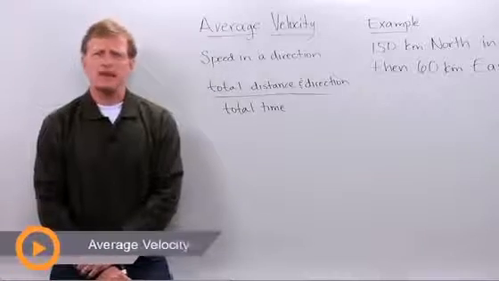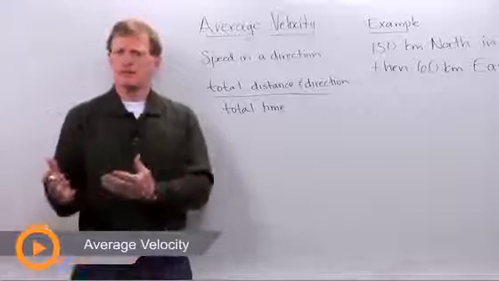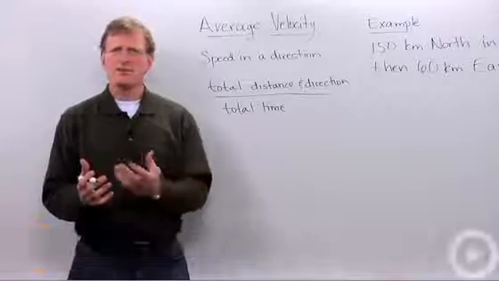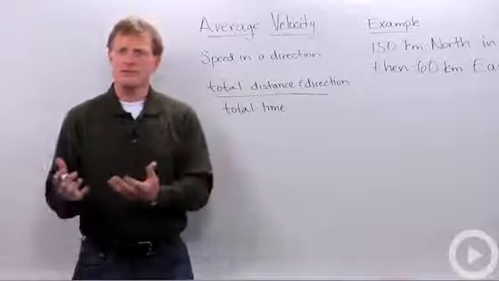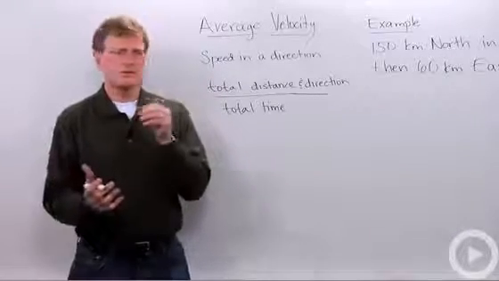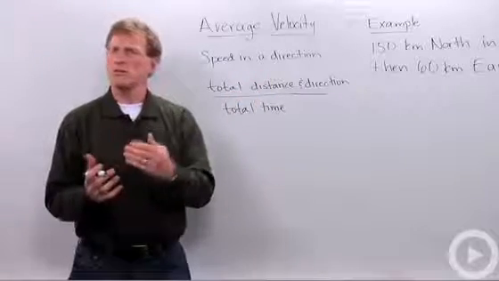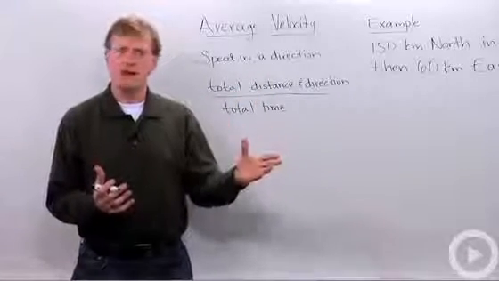Let's talk about average velocity. So what's the difference between speed and velocity? Well, speed is distance over time, 100 kilometers an hour. Velocity is very similar, 100 kilometers per hour, but it's in a specific direction. So 100 kilometers per hour east would be a given velocity.